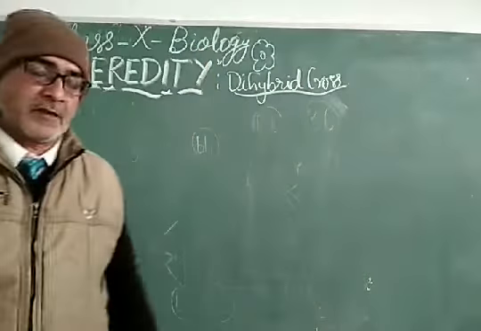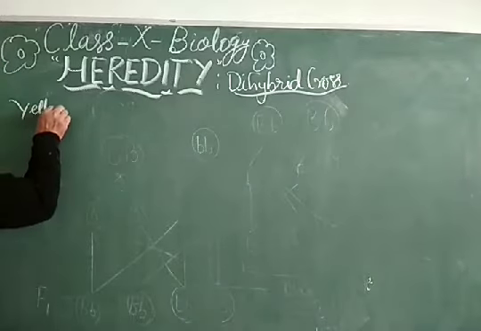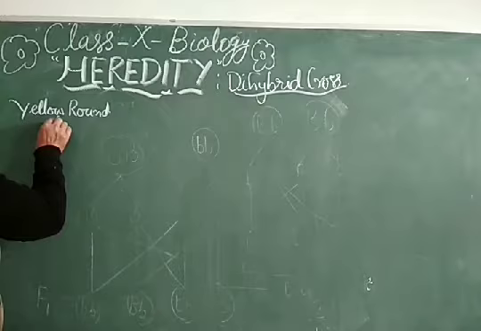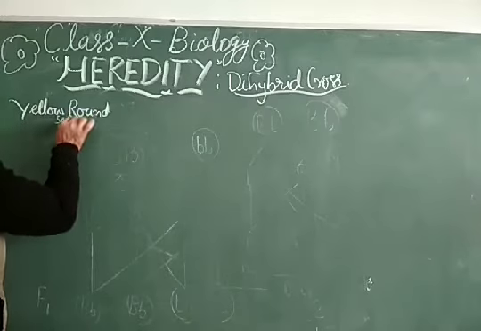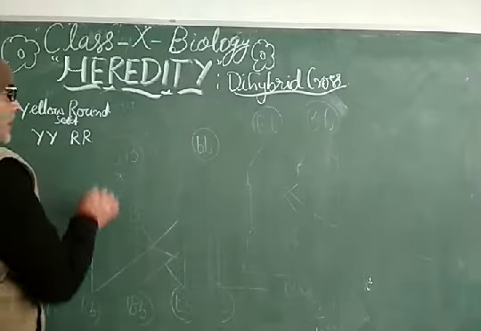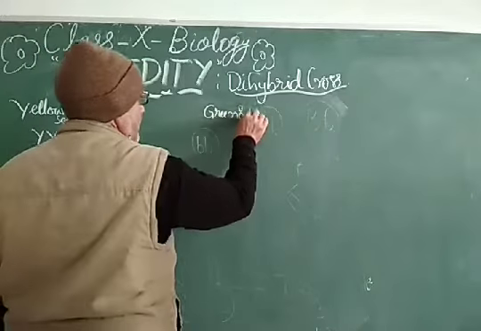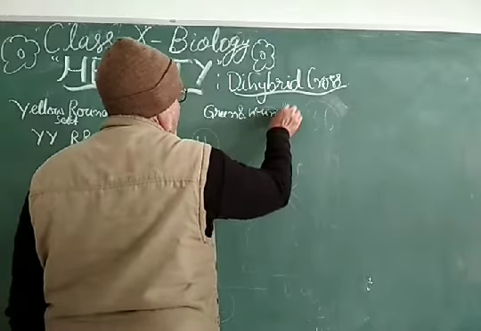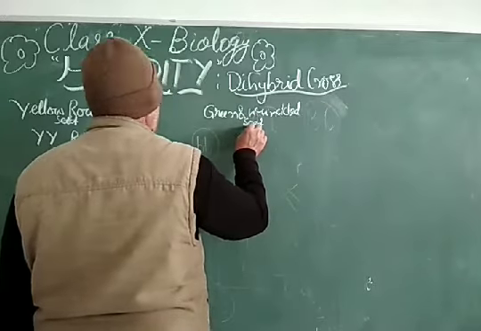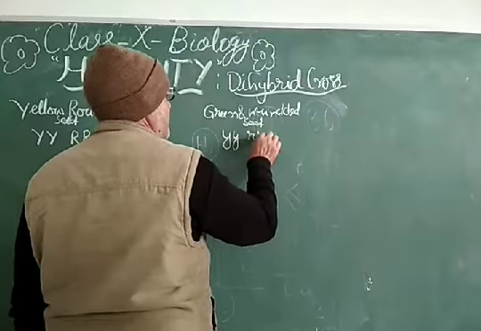Mendel took two characters into consideration: yellow and round seed, expressed as capital Y and capital R, and green and wrinkled seed, with the symbols small y and small r.